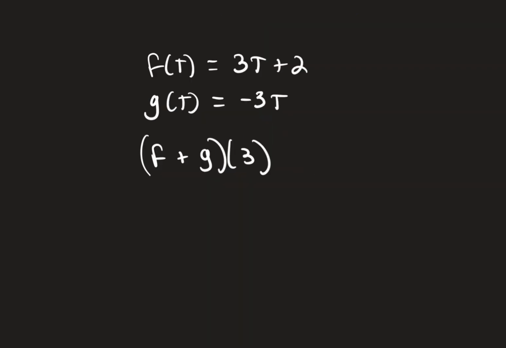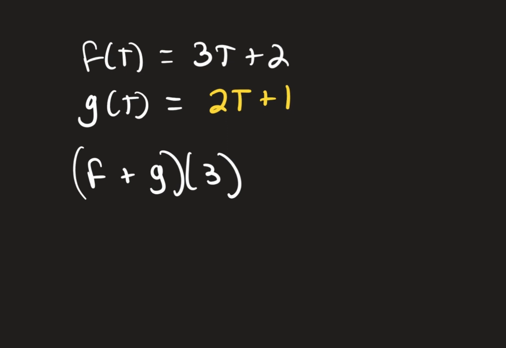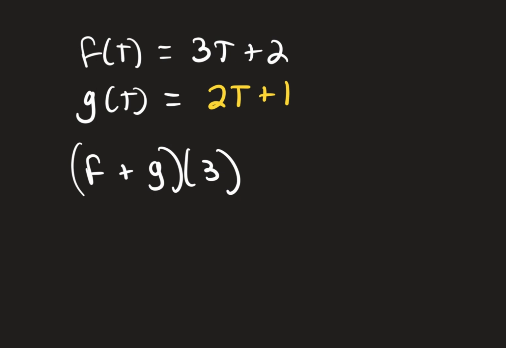We're going to expand on it today and say, okay, if I have two functions, I don't like these two functions, so I'm going to change this one. If I have two functions, f of t is equal to 3t plus 2, and g of t is equal to 2t plus 1. Now I don't just want to evaluate one of them, I want to take these two functions, add them together, and evaluate it at 3. So now we're going to find f plus g of 3.